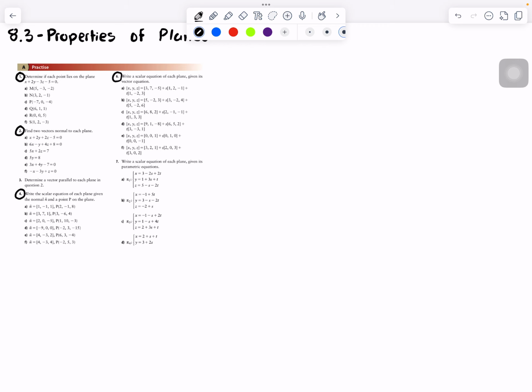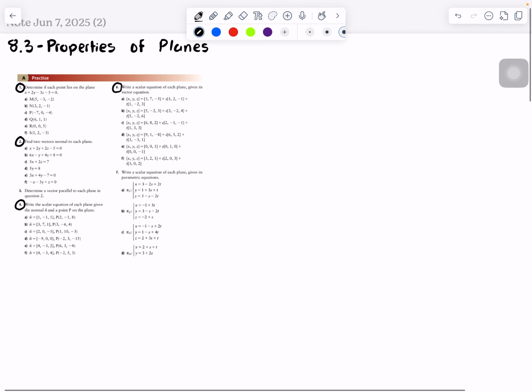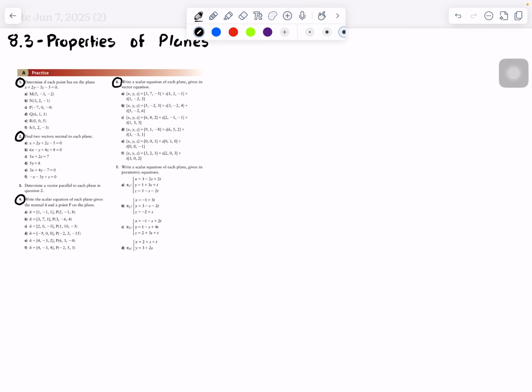Hello everyone, today we'll be discussing homework related to chapter section 8.3, Properties of Planes from McGraw-Hill Ryerson. As per usual, I'll go over some selected exercises from the ones that were given in class. Let's just jump straight into it.